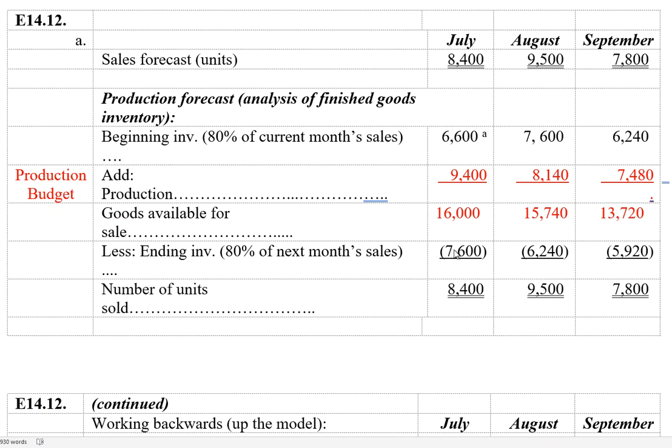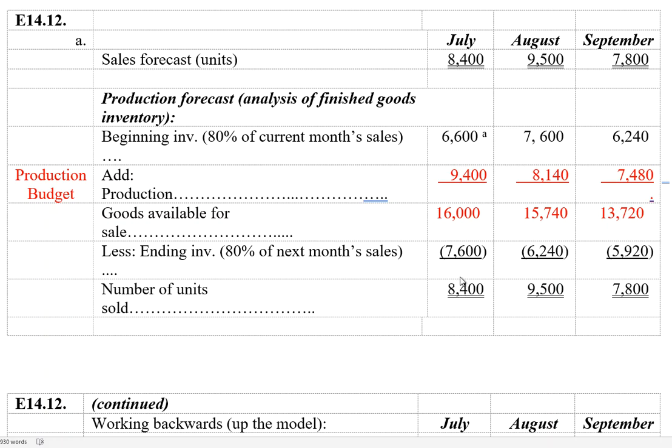And then we have to figure out what it is that we want in ending inventory for the next month. Well, we multiply 80% of this 9,500 and we get this 7,600. And that's where this number came from, guys. Okay, so this one ties to August this way, and then it rolls over. The ending inventory for July is the beginning inventory for August. And the same here, you'll see the ending inventory for August is the beginning inventory for September. So just take note of that.